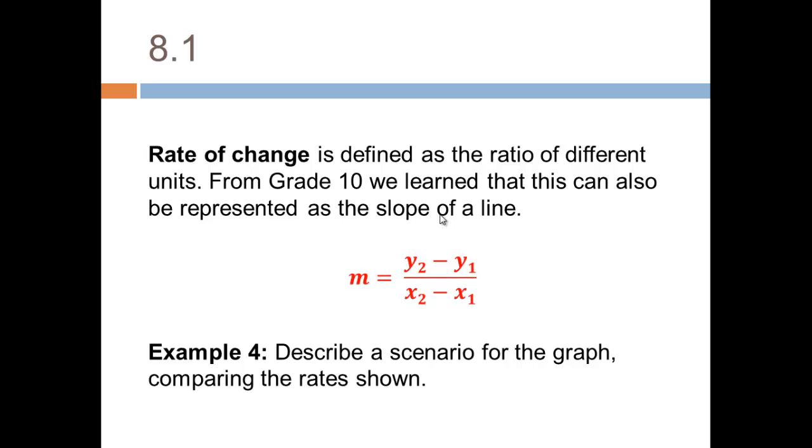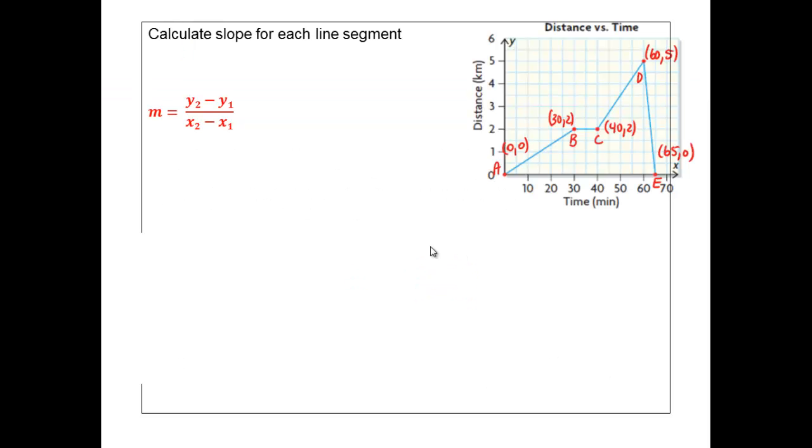So if you don't remember the formula, here it is. The difference of the y's over top of the difference of the x's gives us slope, which is written as m. And we're given a graph and we're asked to describe a scenario for the graph comparing the rates shown. To answer this better, I think what we have to do is understand the slope for each section. So let's look at one section at a time.